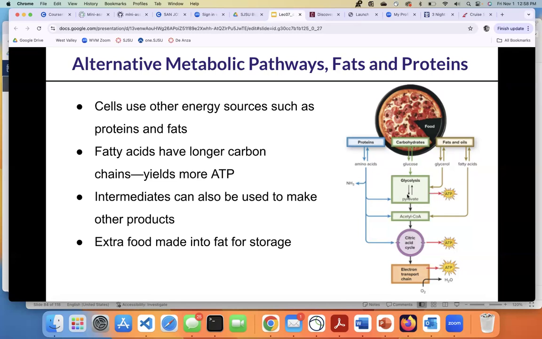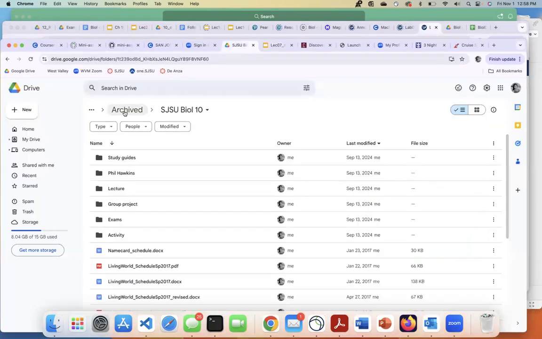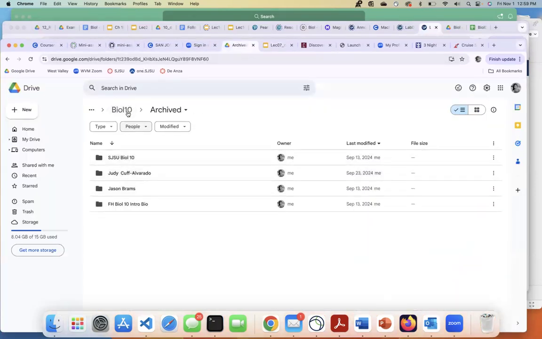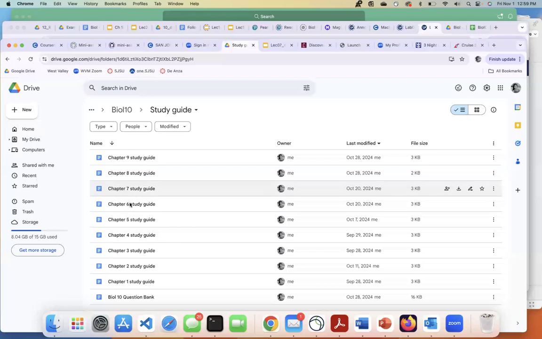So, main takeaway, actually, let me look at our study guide, make sure I cover everything. Sorry, let me see. Give me a second, you guys. Let's see, this is chapter 7.